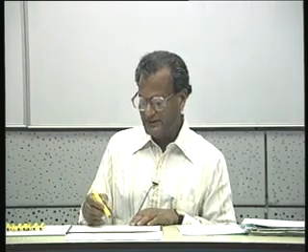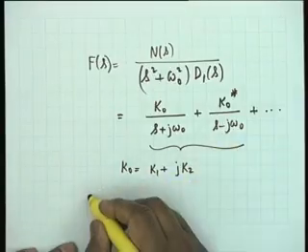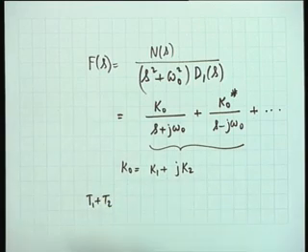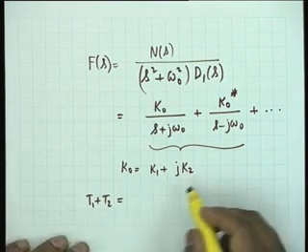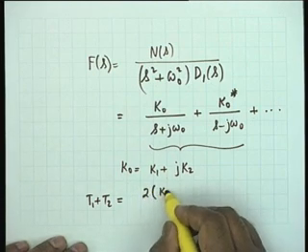Let us prove whether it should be real or not. Let us prove that it is real by contradiction. That is, if possible, let the residue be complex. Then the sum of these two terms, that is T1 plus T2, if you carry out the calculation, it is simply twice K1S.